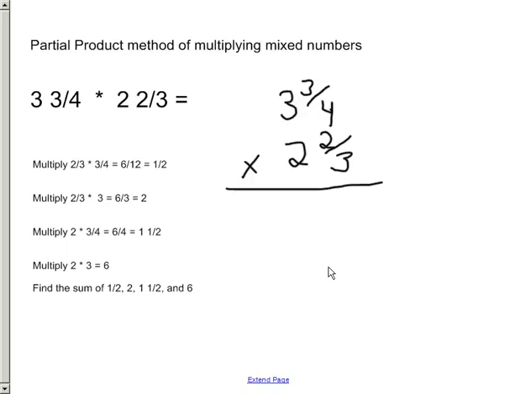Once I have those partial products, I'll need to find the sum of those numbers. So I'll be adding 1/2 plus 2 plus 1 1/2 plus 6. I know that 1/2 plus 1 1/2 is 2. 2 plus 2 is 4. 4 plus 6 is 10. So 3 3/4 times 2 2/3 equals 10.